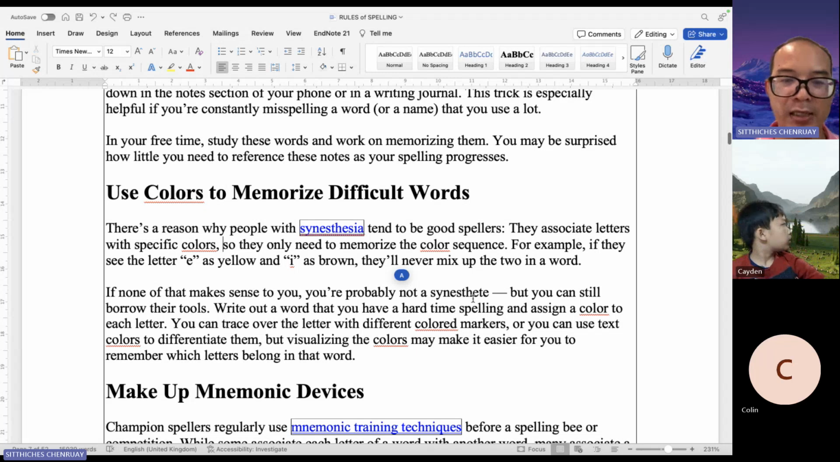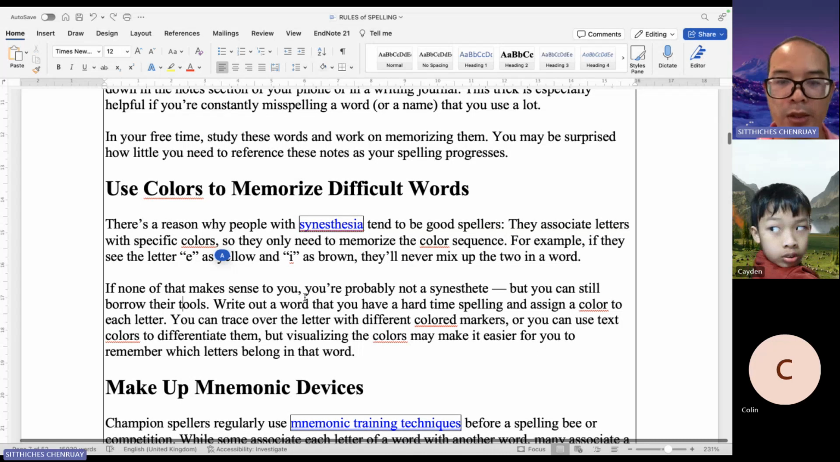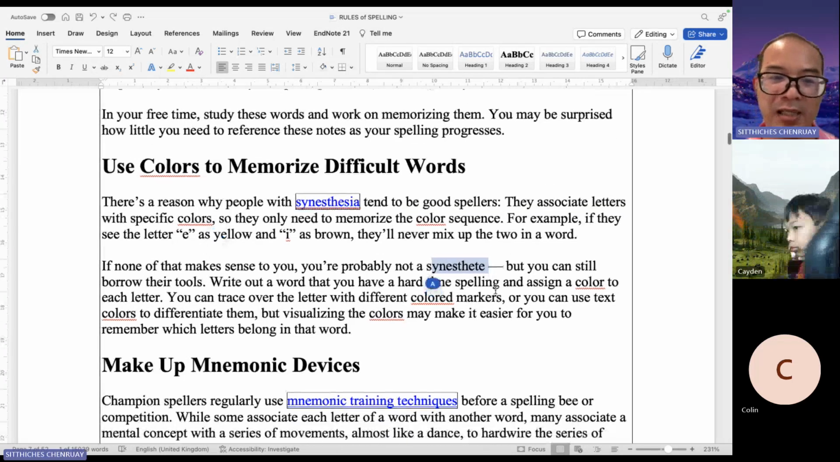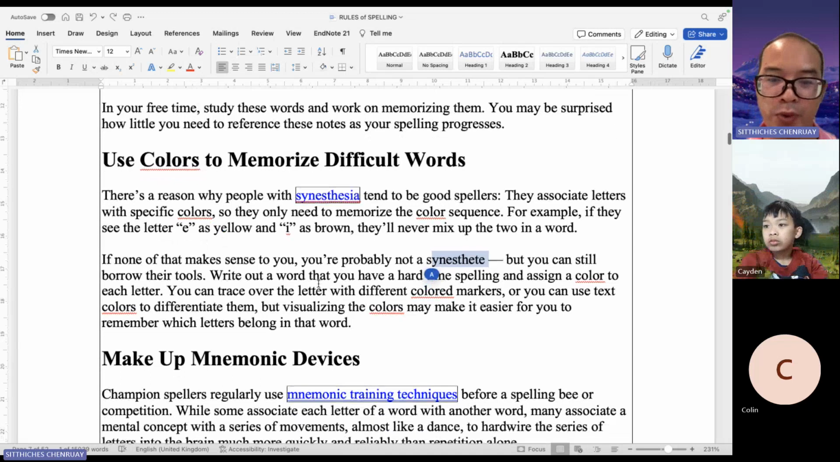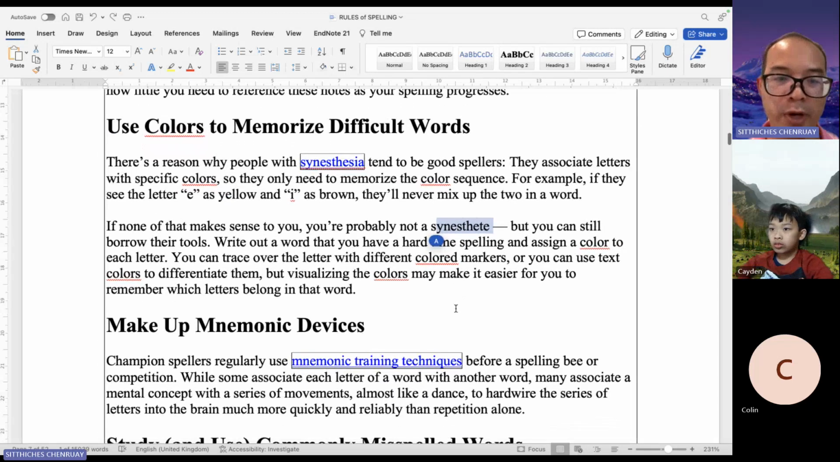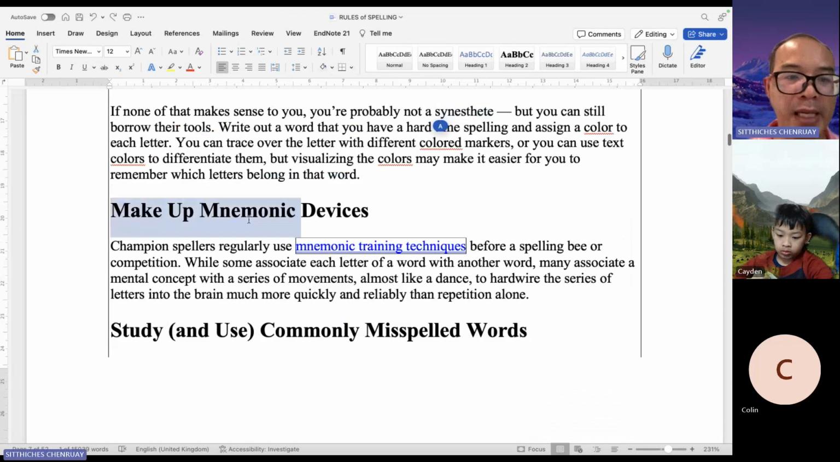Then if none of that makes sense to you, you're probably not a synesthete. Do you know this word, synesthete? This is to borrow their tools. Use the color marker to trace the word. Then make up a mnemonic device.